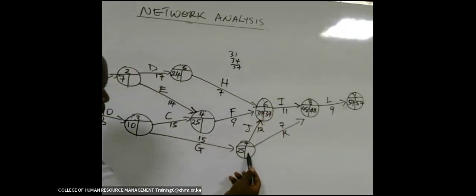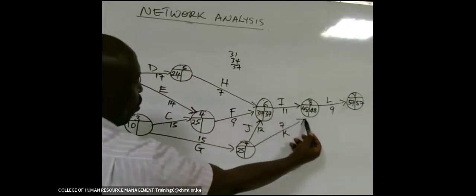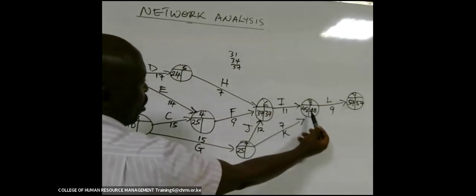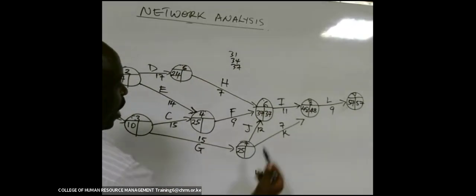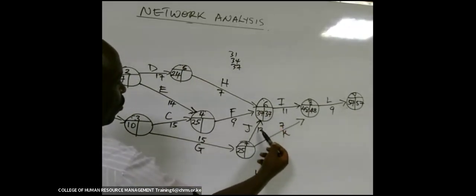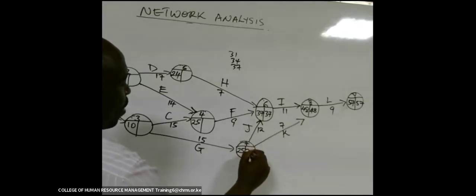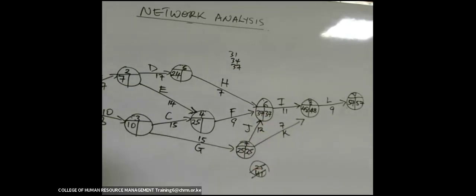Now coming to this event, it is either we come back with the arrow of K or the arrow of J. If we use the arrow of K, it is going to be 48 minus 7, which will give us 41. If we use this arrow of J, it will be 37 minus 12, which will be 25. So I will use 25 because comparing 41 and 25, 25 is the smaller time estimate.